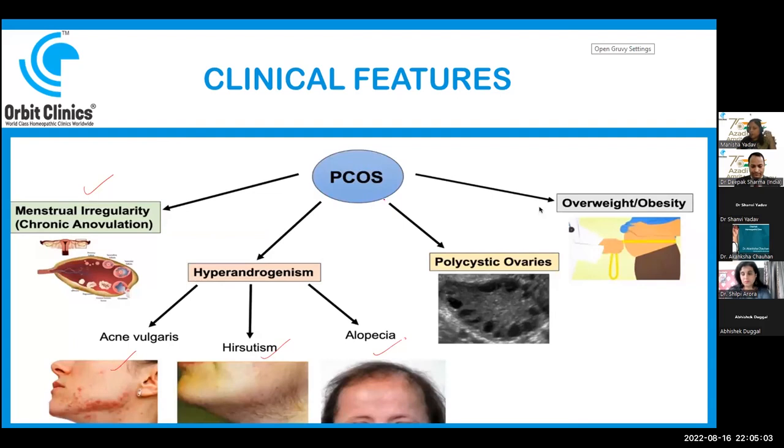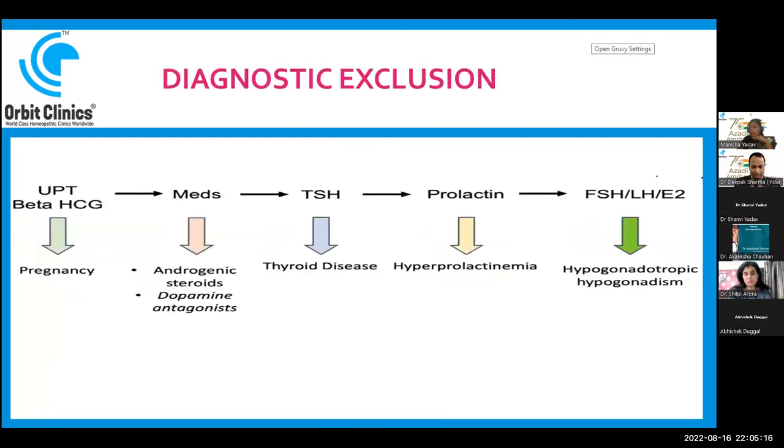Because of the polycystic ovary. Why does the ovary become polycystic? Now, as we just explained, overweight. So these are the classical clinical features of PCOS. There are certain other diseases also which mimic or can give these excessive androgen-like features. So you have to first rule out all these causes before diagnosing PCOS.